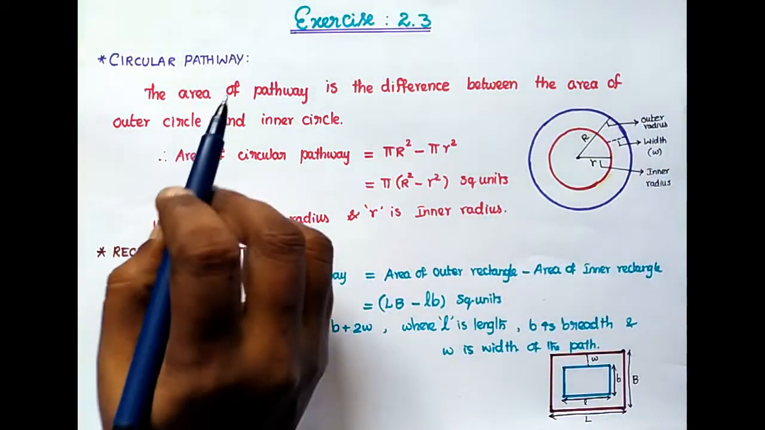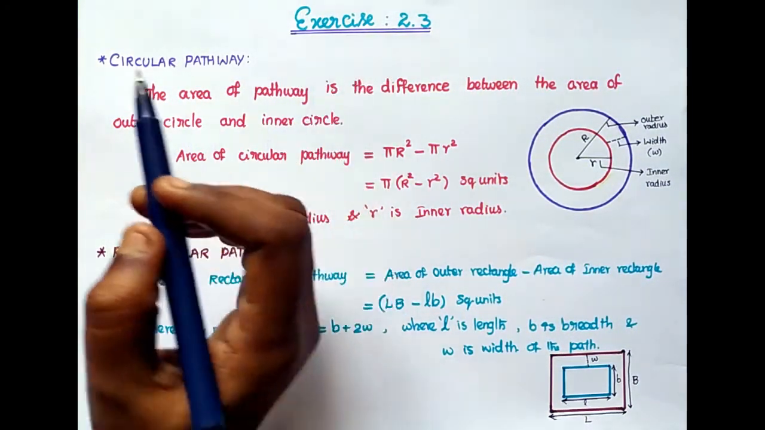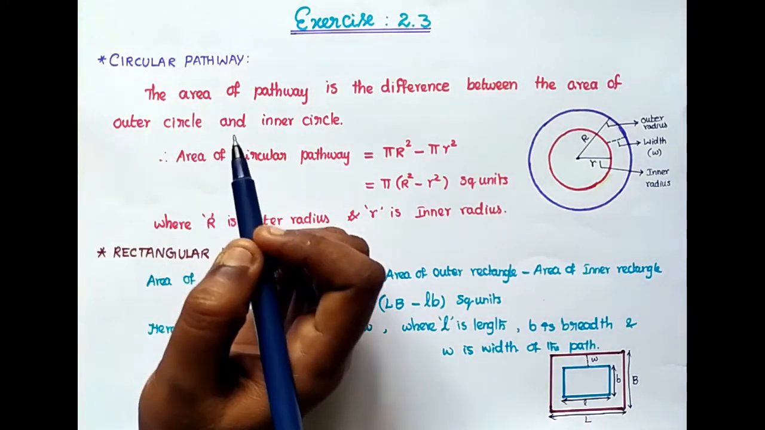Now we are going to solve exercise 2.3. Here we discuss the circular and rectangular pathway. Let us get into the session. Look at this exercise 2.3. Here we discuss about the pathway.